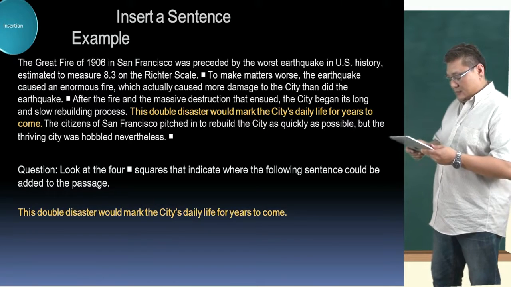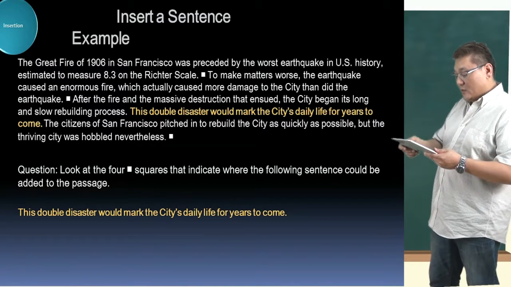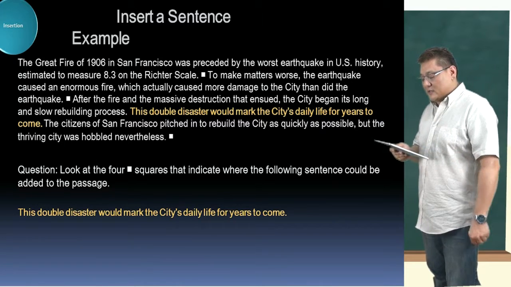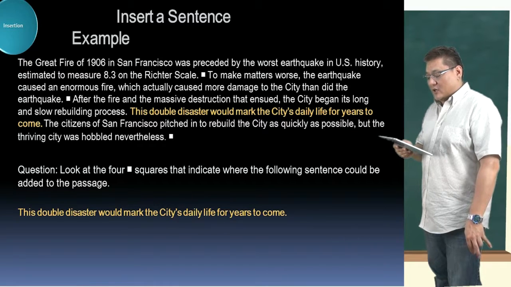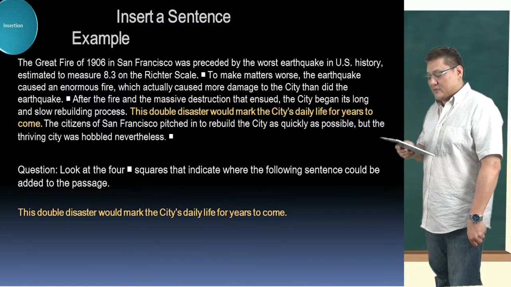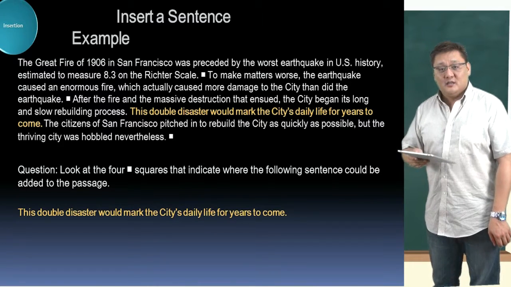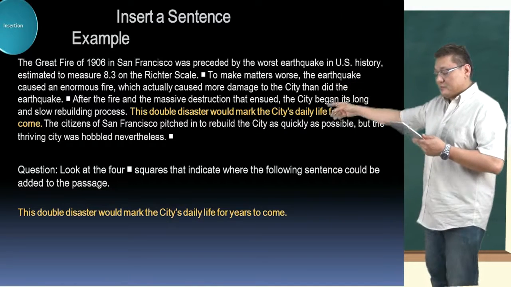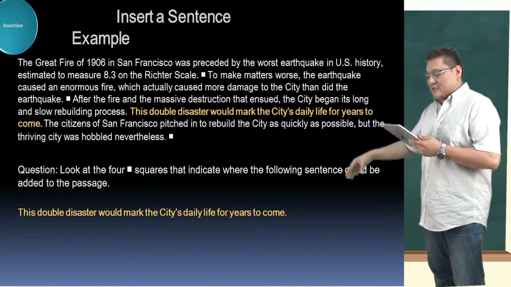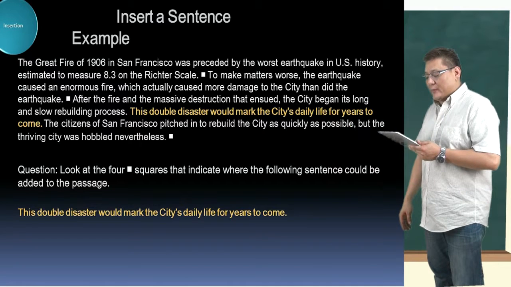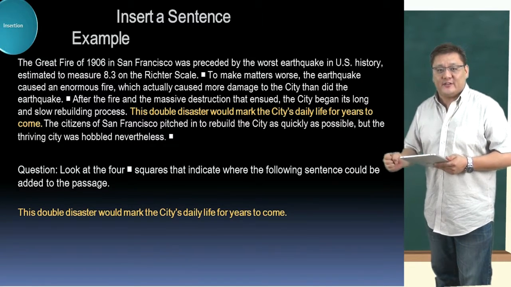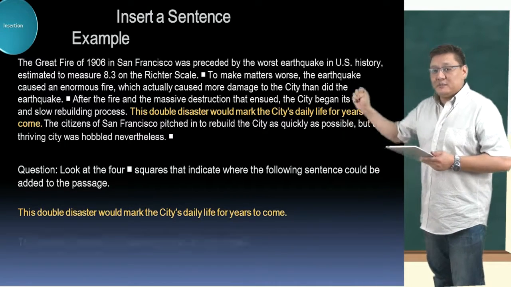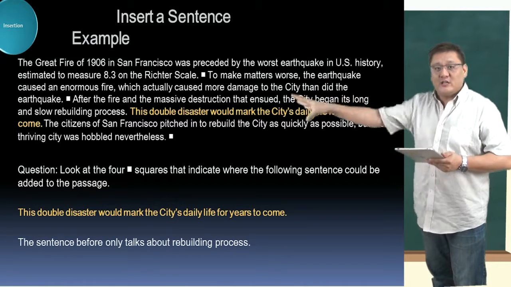Why? Because you're going, okay. It seems to me that the sentence before is: the city began its long and slow rebuilding process. It talked about the massive disaster, the fire, but no. Why doesn't it make sense? Look. The ending of the last sentence talks about what? The city began its long and slow rebuilding process. The next sentence after that has to support the building process. The next sentence has to talk about the building process. It shouldn't talk about what came before.